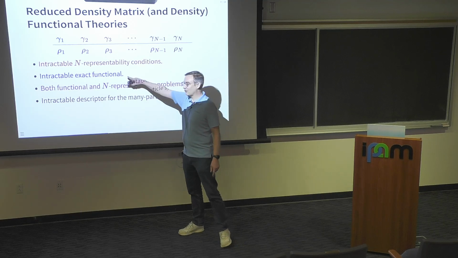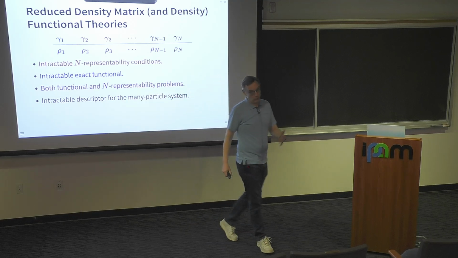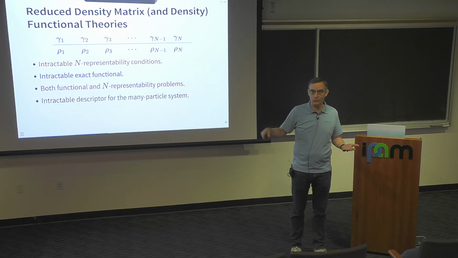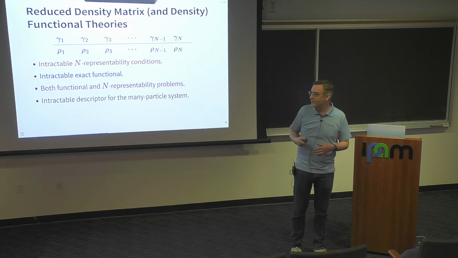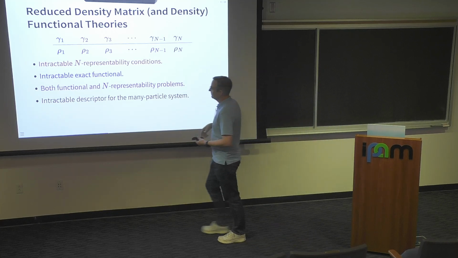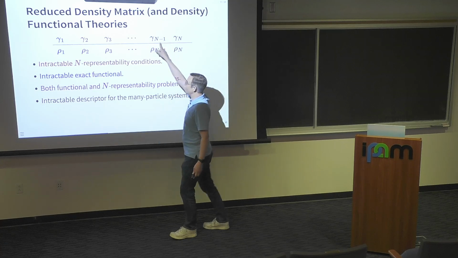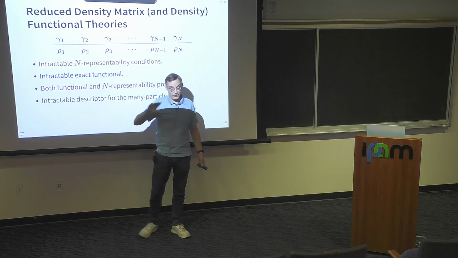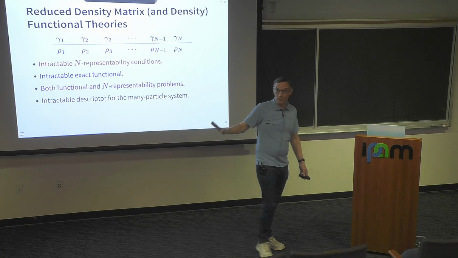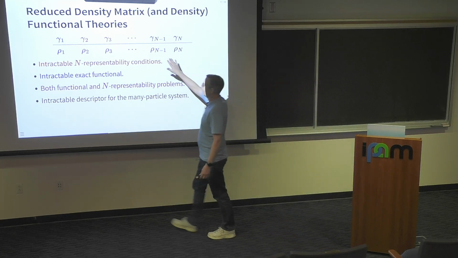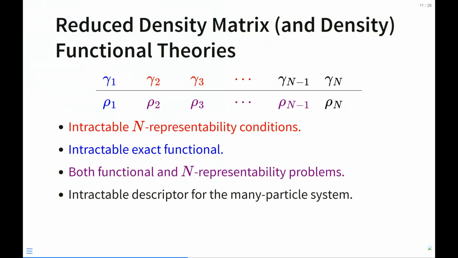And there's an intractable exact functional. We know how to write it down, but it's not possible to evaluate it, so we are just stuck trying to approximate it. Eugene was talking about this side. So here, the functional is exactly known, but there's an unrepresentability problem, and so these are also painful.